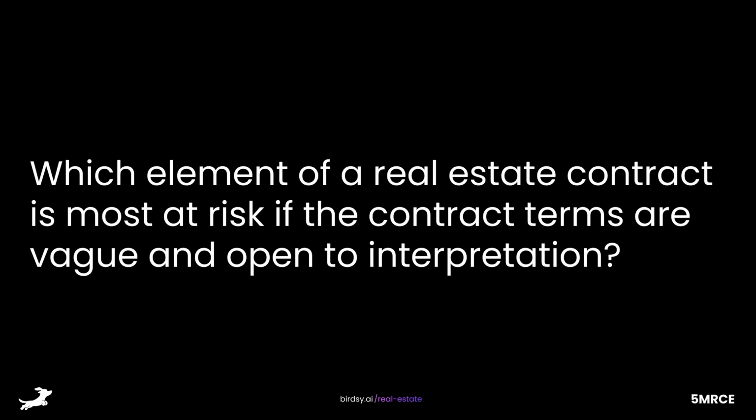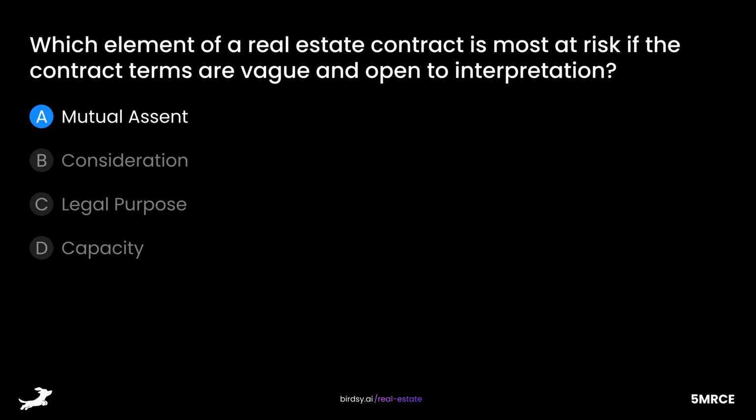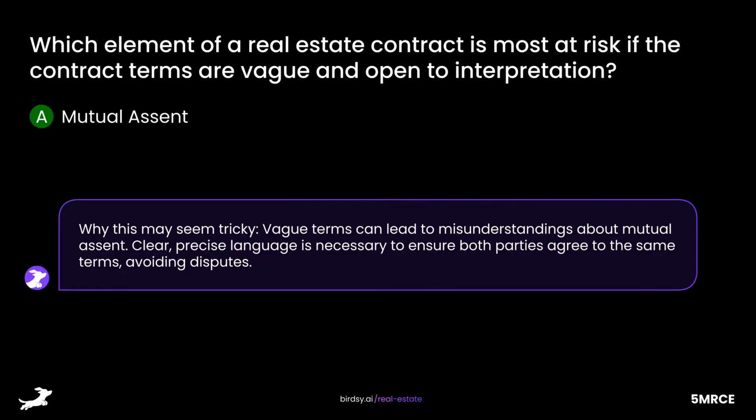Which element of a real estate contract is most at risk if the contract terms are vague and open to interpretation? Is it A, mutual assent, B, consideration, C, legal purpose, or D, capacity? The answer is A, mutual assent. Why this may seem tricky. Vague terms can lead to misunderstandings about mutual assent. Clear, precise language is necessary to ensure both parties agree to the same terms, avoiding disputes.